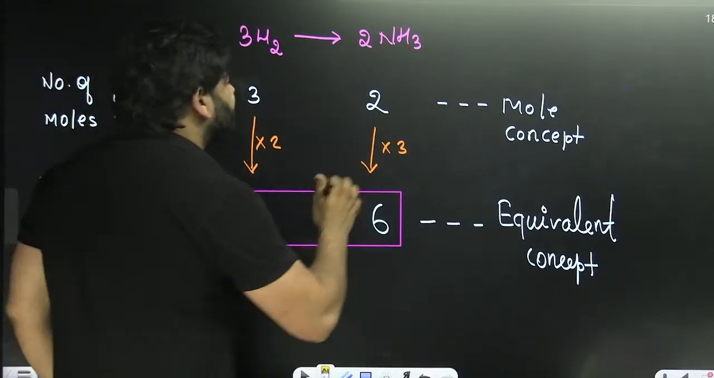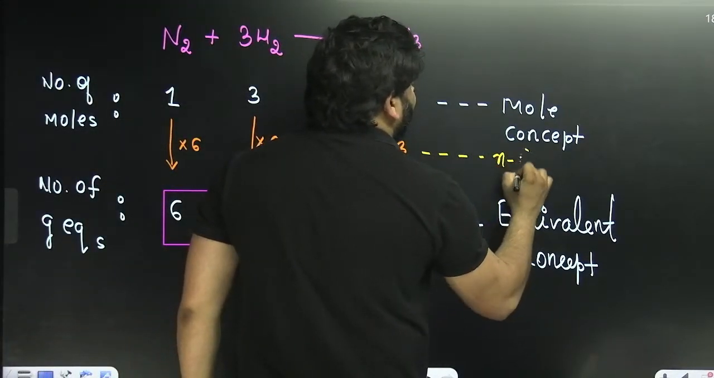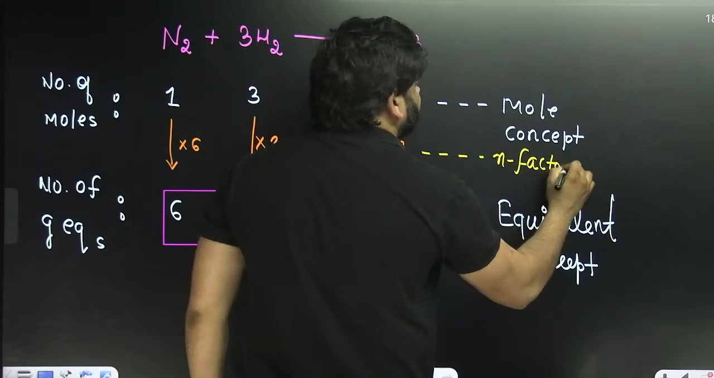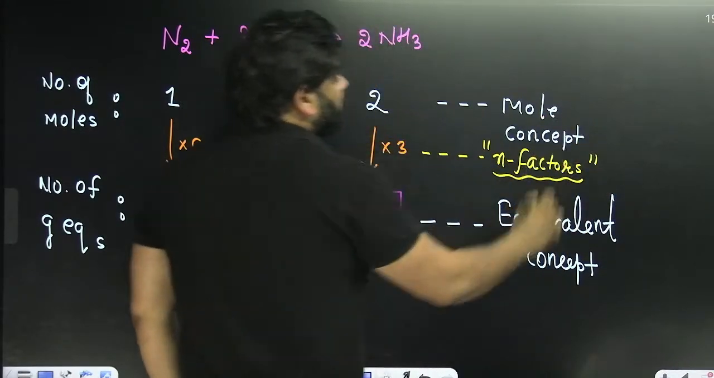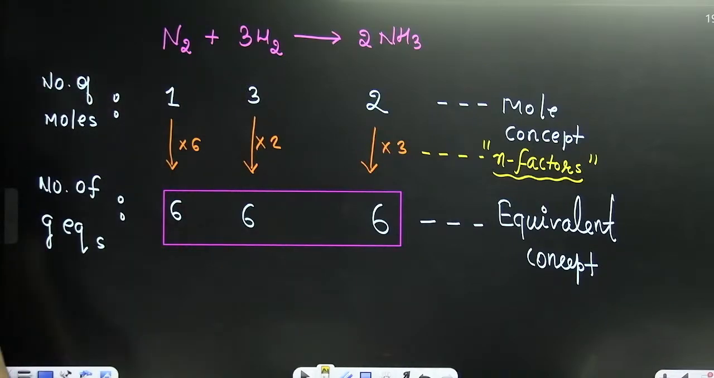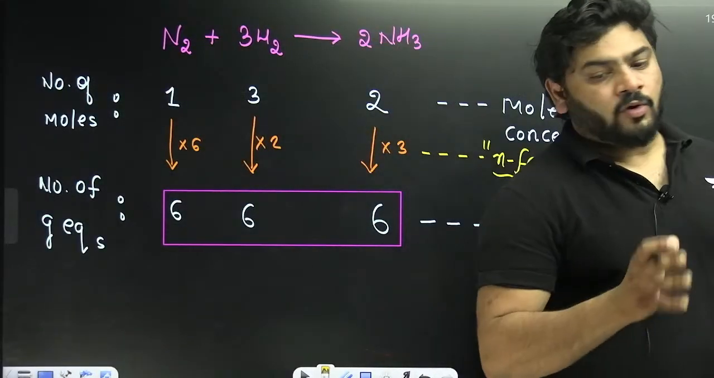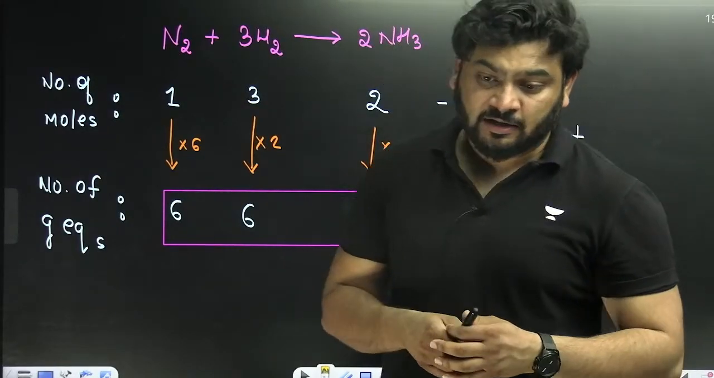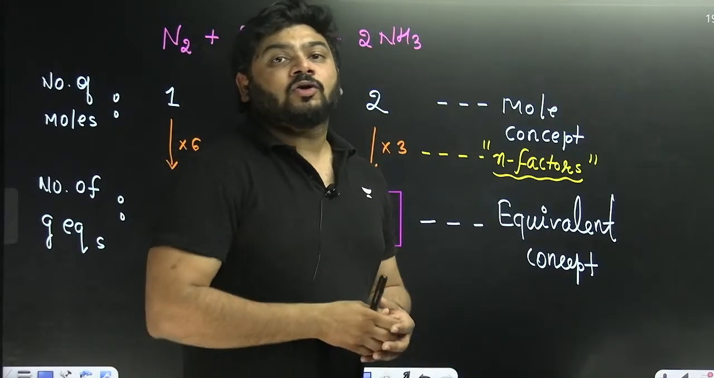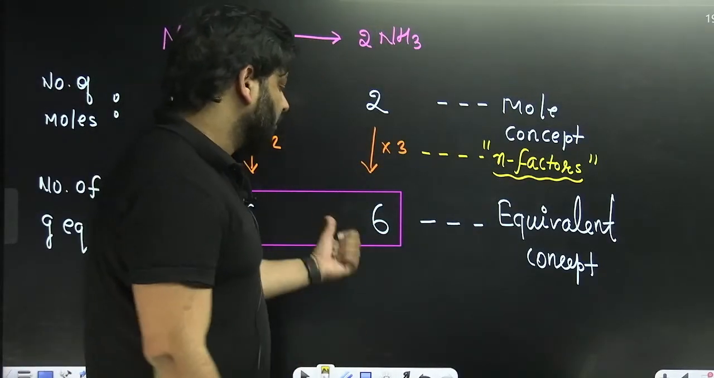And what are these 3 numbers? These 3 numbers are called the N factors or valency factors. So there are 3 different quantities we got. One of them is called number of moles. When the number of moles of something is multiplied by its N factor or valency factor, it gives you another quantity. We call it equivalents, so gram equivalents.